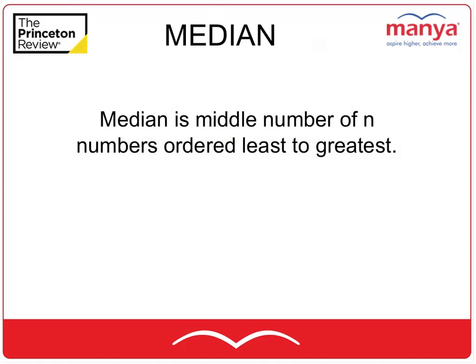So we saw average. The next topic we are going to see is median. So what is median? Median is the middle number of n numbers ordered from least to greatest. So in median, just finding the middle number is not enough. You also have to first arrange them in order from least to the greatest and then get the middle value. Otherwise the median will not be correct.